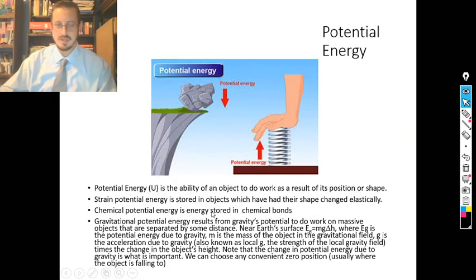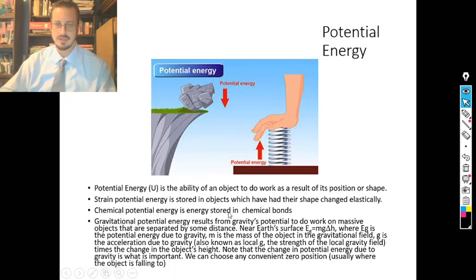Potential energy, sometimes the letter U is used to represent that. It's the ability of an object to do work as a result of its position or shape. And so here there's a boulder up on a cliff, and it has potential energy because of its position in Earth's gravity field. It has the potential to sort of fall this vertical distance, the height. The spring has potential energy due to its shape because somebody has compressed the spring there. The spring now has energy stored inside of it. We call that strain potential energy, stored in objects which have had their shape changed elastically.